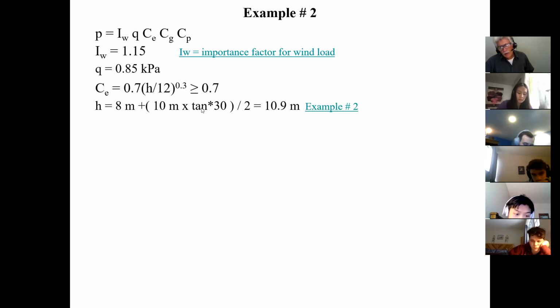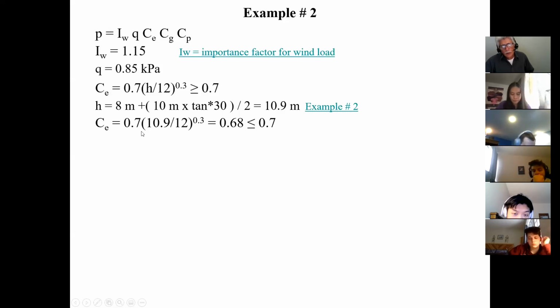I calculate the overall height, okay? And like I said, now all of a sudden I calculate and I get 0.68. So therefore I have to use at least 0.7. That becomes the value of CE here, okay? So CE is no longer 0.68. It's actually 0.7 because that's the minimum value I should be using.